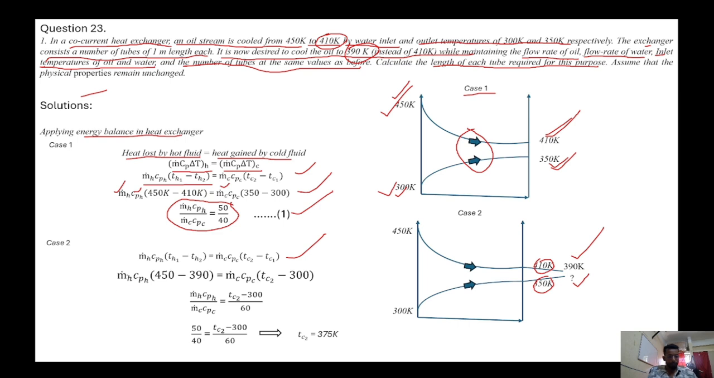Since the mass flow rate is not changing, specific heat will not change, physical properties remain unchanged, right? So Cp will not change. So with simple mathematical steps, we calculate TC2 for case 2, because if we want to cool the oil to 390, then the corresponding temperature will change. So TC2 will come 375 Kelvin.